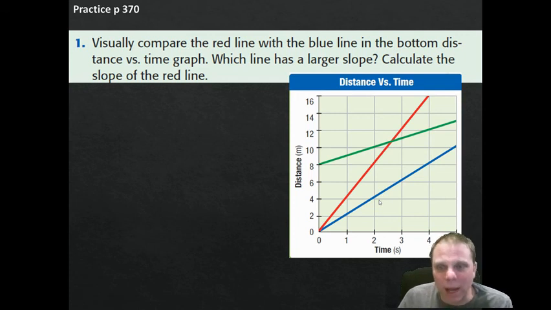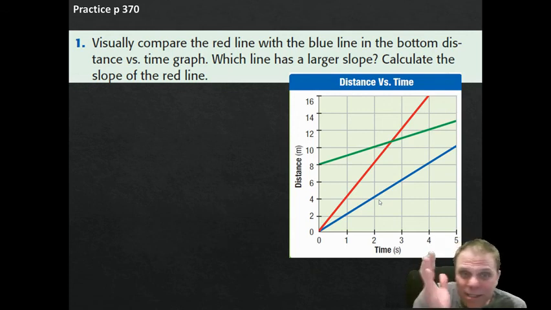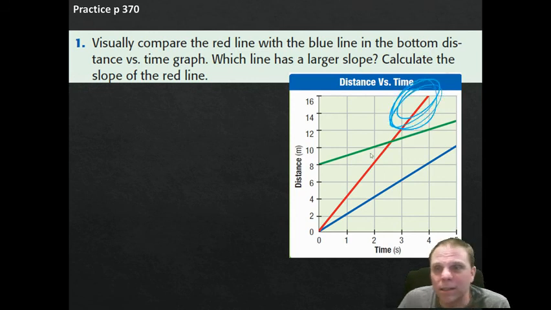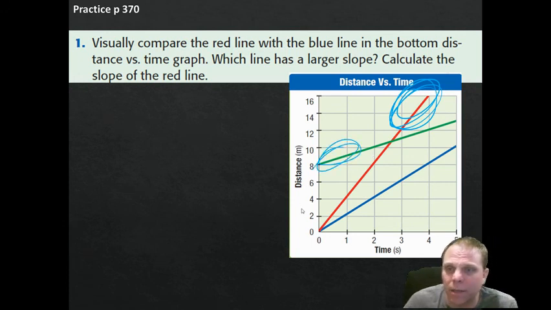And if we look at the red line versus the green line versus the blue line, which line has a larger slope? Well, the one that's steeper, right? And so immediately we can tell that this red one is going to be the fastest, right? And the slowest is going to be the one that is the flattest, and so that's going to be the green.